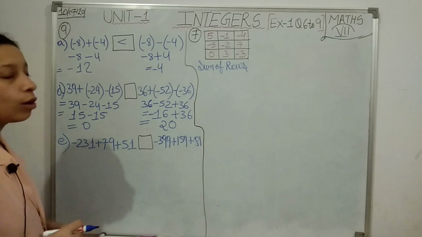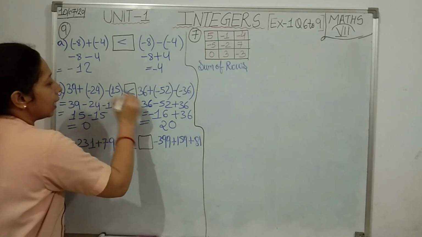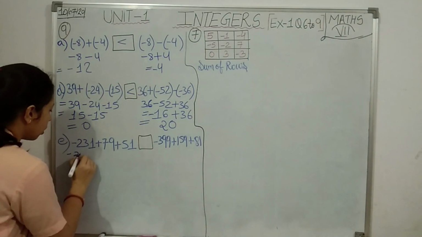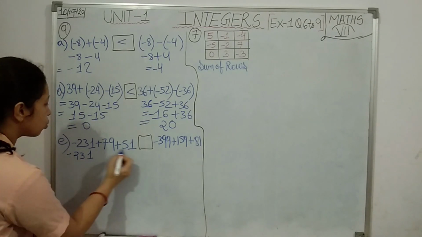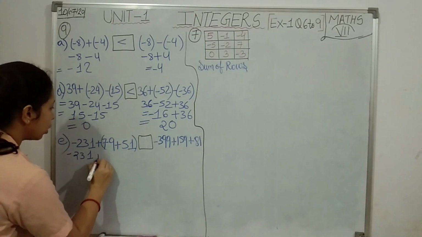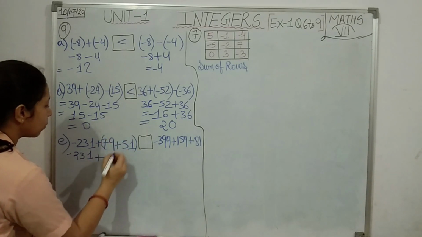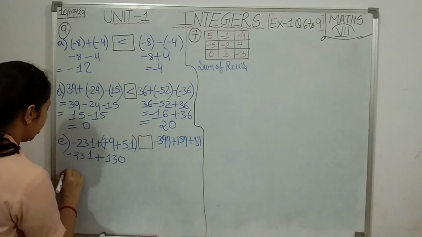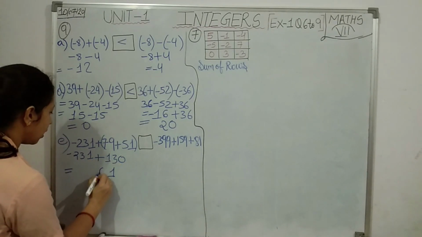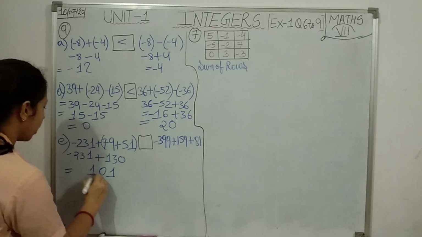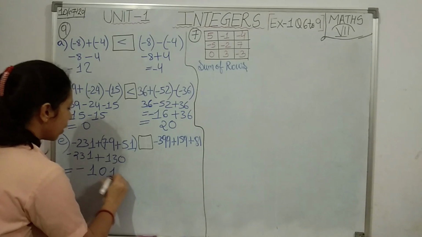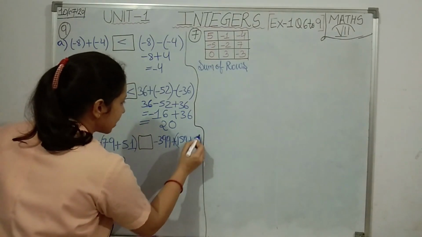So now 0 is greater or 20 is greater? 20 will be greater. Clear students? Okay. Point number E, again minus 231 plus, okay, these two are positive integers only. So let us add these two. So 9 plus 1 you will get 10, 7 plus 1, 8, 8 plus 5, 9, 10, 11, 12, 13. Okay, minus plus minus, so 1 minus 0, 1, 3 minus 3, 0, then 2 minus 1, 1. 231 is greater with negative sign, so your answer also has a negative sign. Minus 101 we got.